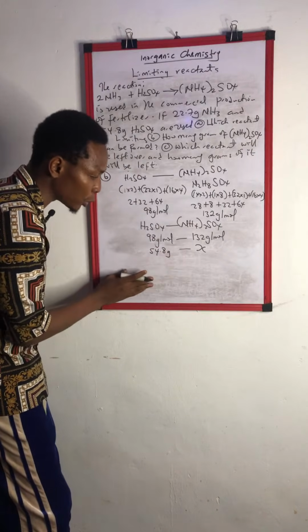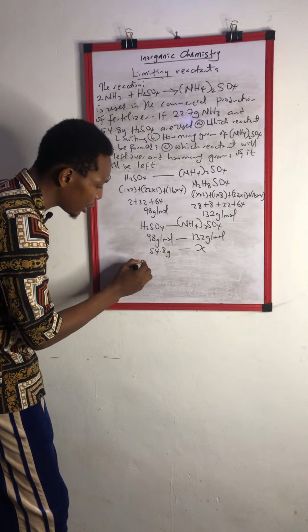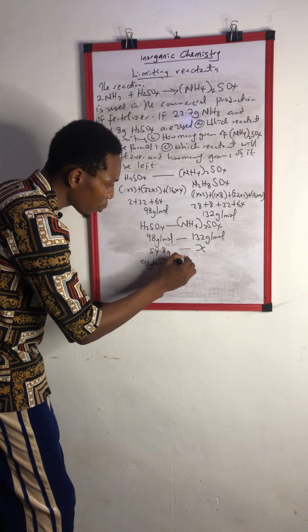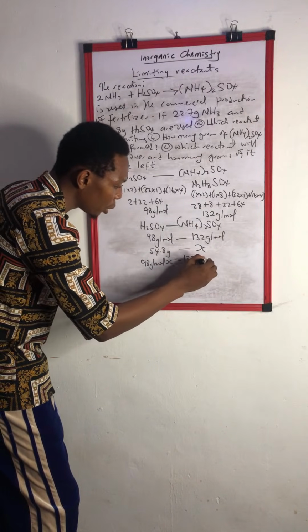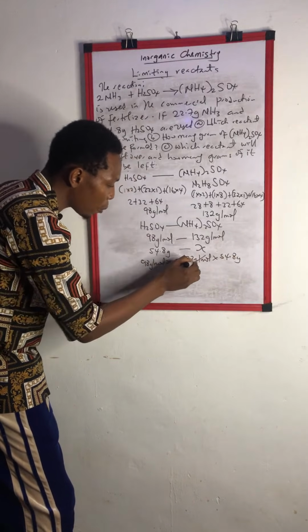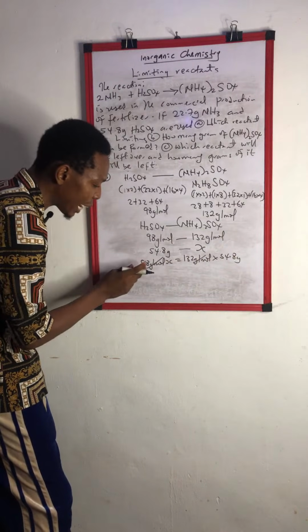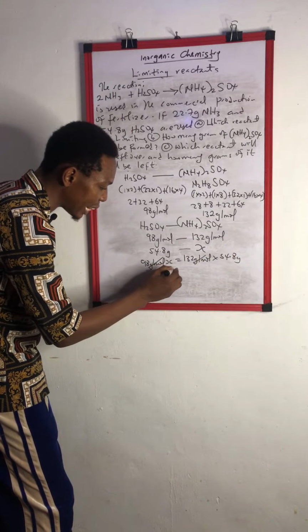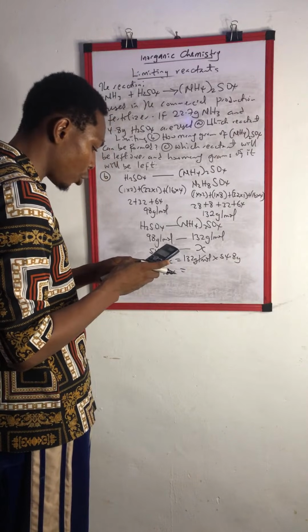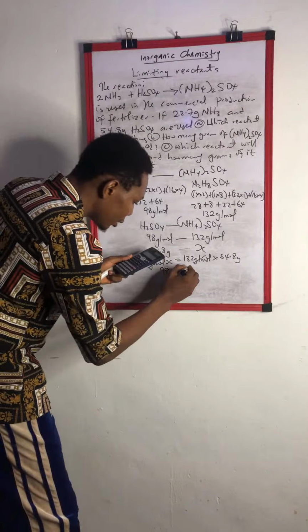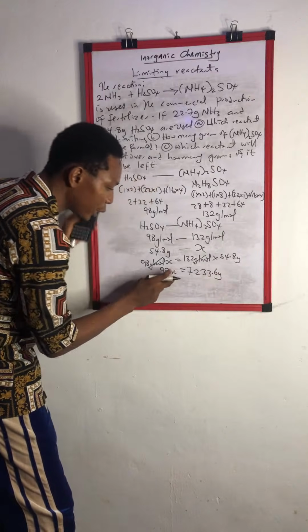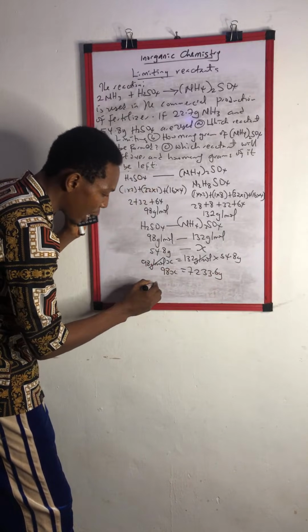So what do we do? Cross multiply. So this times 98 grams per mole, then X equals to 132 grams per mole times 54.8 grams. So gram per mole cancels out gram per mole. So 98 times X, we have 98x, then equals to 132 times 54.8 grams. So we have 7233.6 grams.